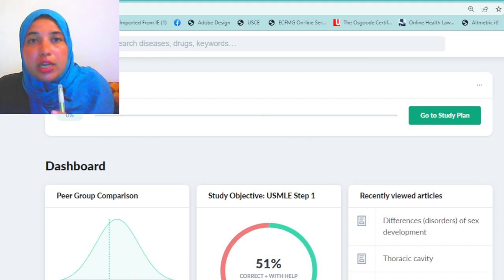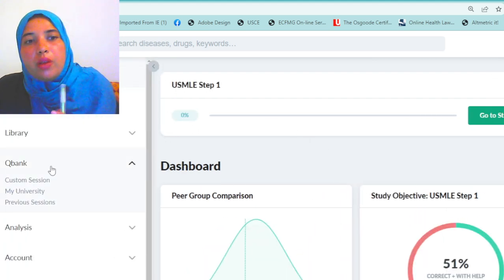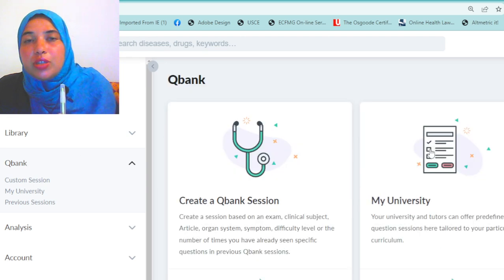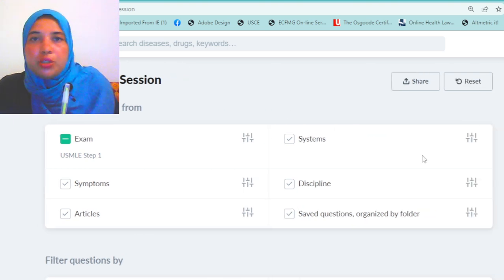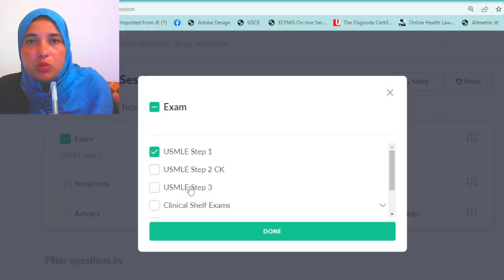When you do, you're going to see your dashboard. You're going to go on the left-hand side and click qbank. Then you're going to select create qbank session, and then I'm going to show you how to set this up, okay? The first thing is to select the exam, and you'll see there's a variety of exams you can select.